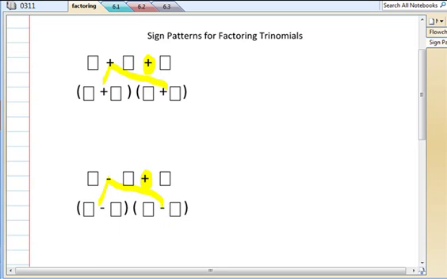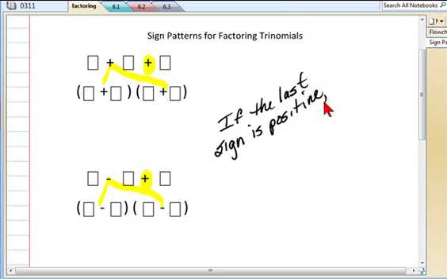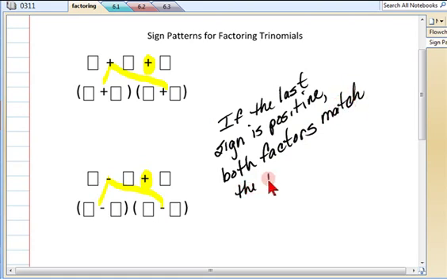Would you like me to write that down? If the last sign is positive, comma, both factors match the middle sign.